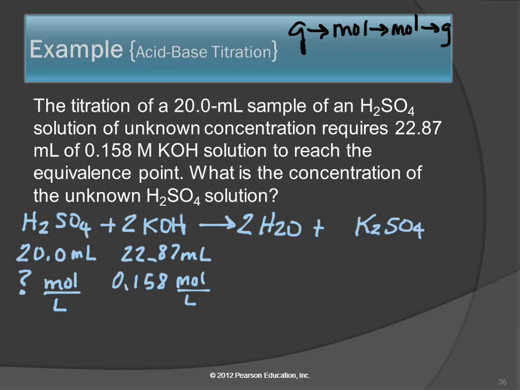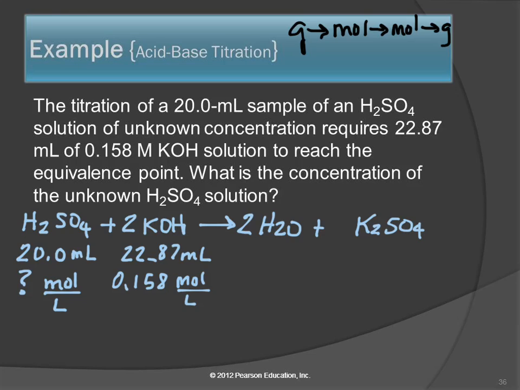Are we going to be able to start with grams and end with grams here? No. This is a variation. All of these problems will have mole to mole in the center, but sometimes one or both of the ends will be a little bit different. So what are we given? We're given volumes of both of them, and we're given a concentration of 1. So we're going to have to use those sorts of numbers.